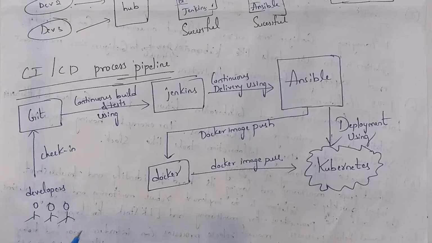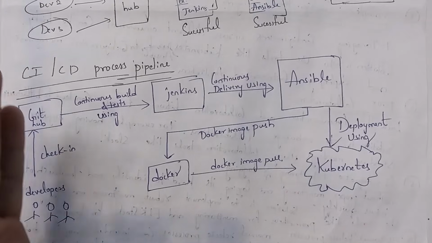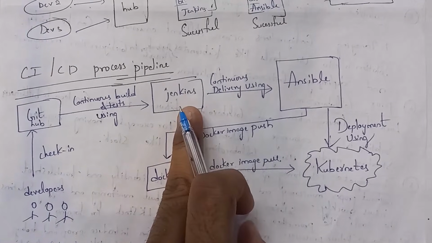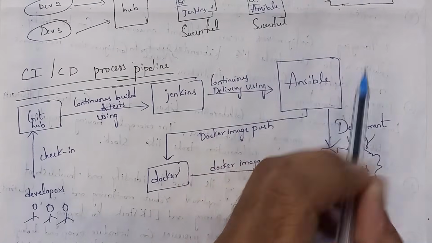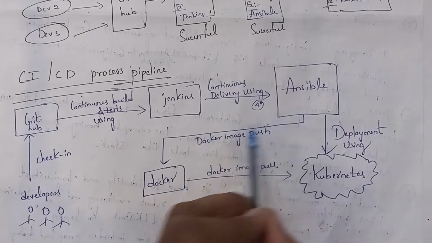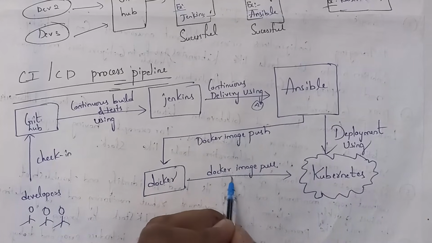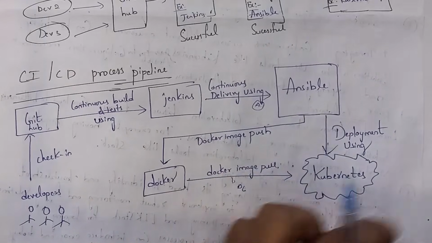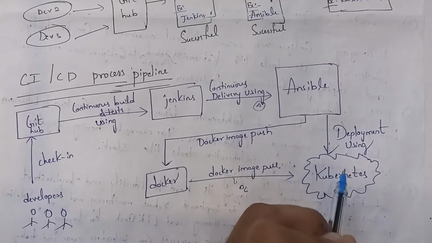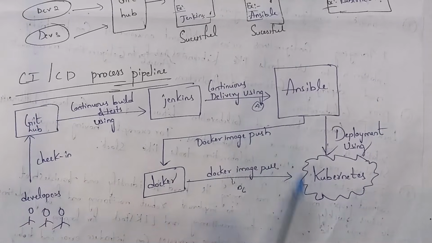So developers, after developing code, will place that code into GitHub. After that, build and test is performed by using Jenkins. Then an artifact is generated. Then Ansible will perform configuration on our server. So by using Docker, we will create a Docker image. We will place the Docker image in a Docker container. After that, we will place our application in a dummy server. If everything goes well, we will place that application in the production server. Guys, this is the complete CI/CD process pipeline.